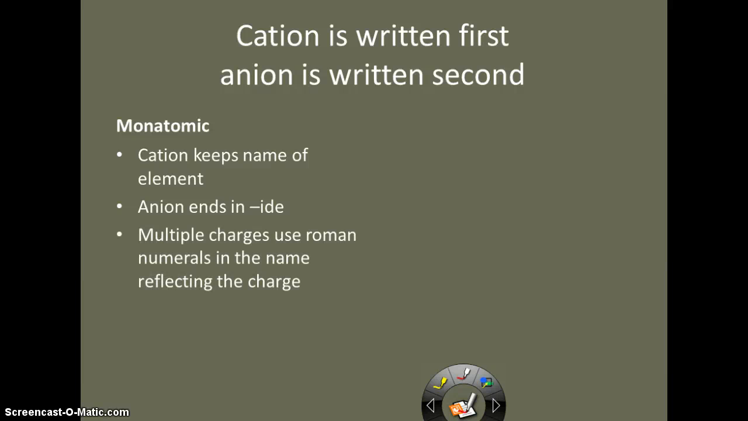If you have multiple charges for an ion, you're going to use Roman numerals in the name. These are typically going to be your metals that form multiple charges. So iron, you can have an iron 2 or an iron 3.